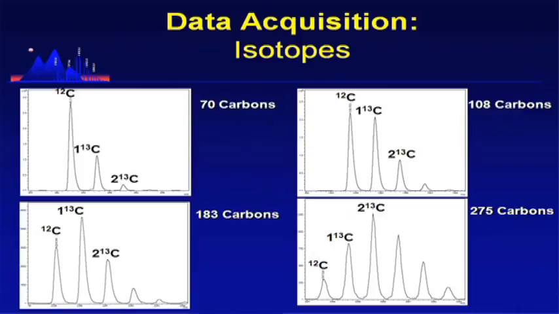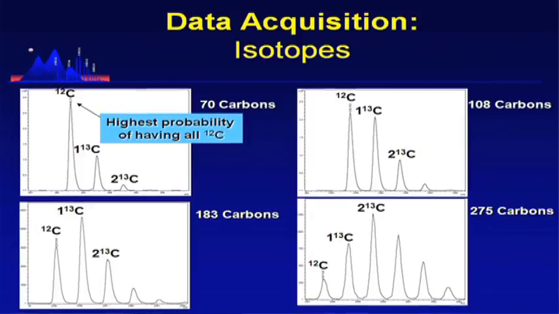This peptide right here has only 70 carbons. And so your pattern is going to look like this. The first peak of your pattern is always your C12 peak, which we call the monoisotopic mass. This is the peak where all the carbons in the peptide are C12. And when you only have 70 carbons, it's most probable that all of the carbons are going to be C12. So here's the peptide where one of the carbons is C13. Here we have two C13s.